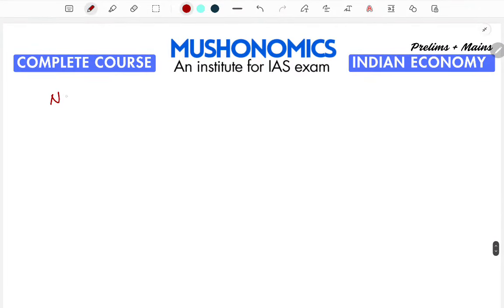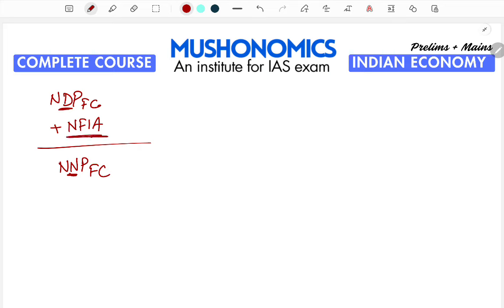Suppose we have net domestic product at factor cost, and if we add NFIA into this, what we will be getting here? NNP at factor cost, net national product at factor cost, because between domestic product and national product, the variant is NFIA, right? And this is known as national income. NNP at factor cost is known as what? National income, right? What do we mean by this?